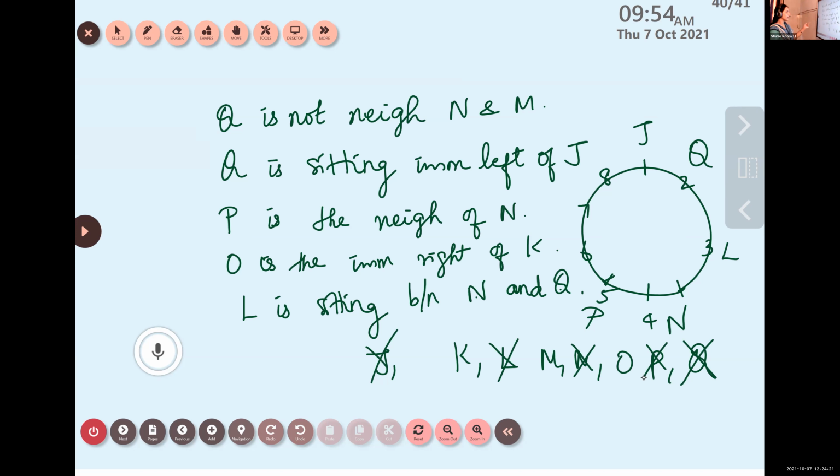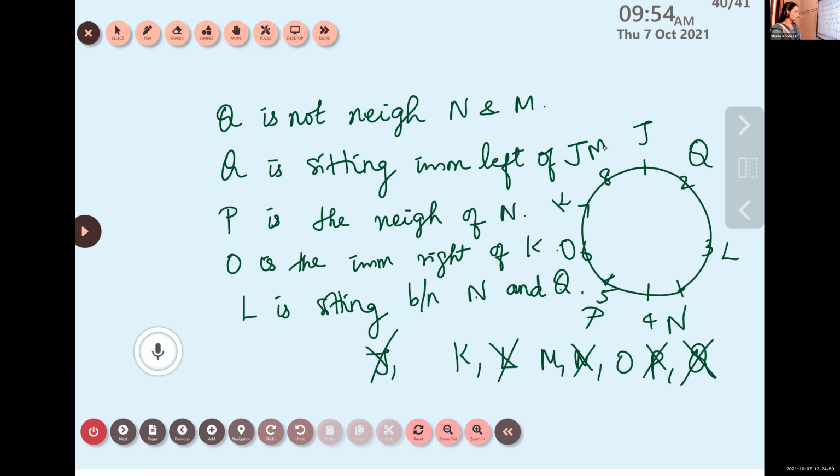Now what is given about O? O is the immediate right of K. So suppose I put K here, it means O should come here. Now who is left out here? M. Okay, so we'll get a seating arrangement like this. Is it correct? Okay, M. Is it clear?